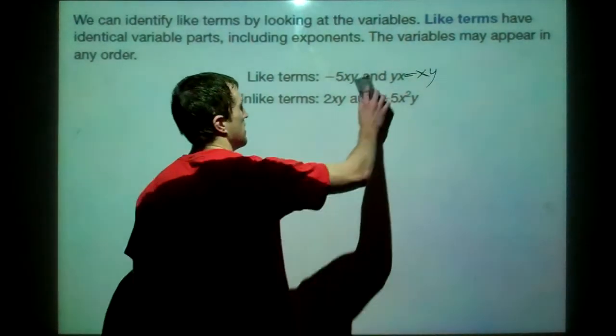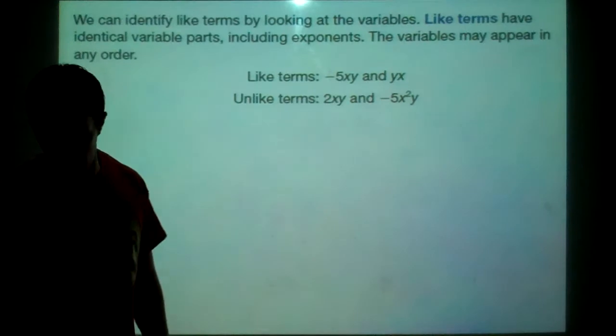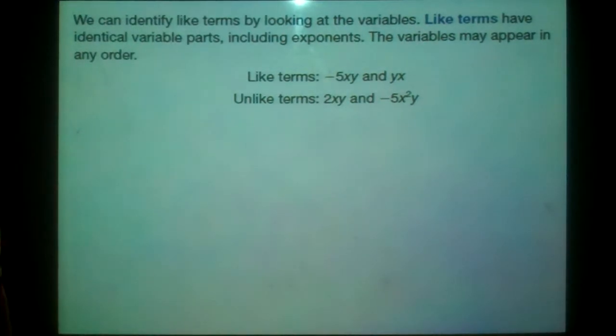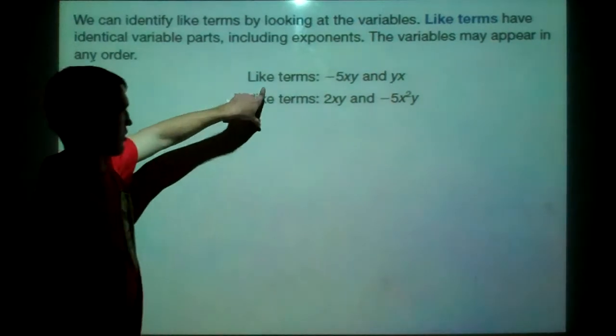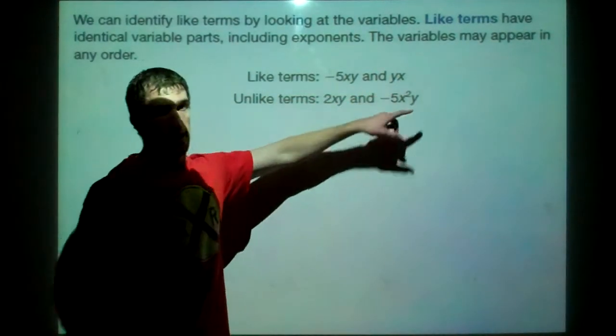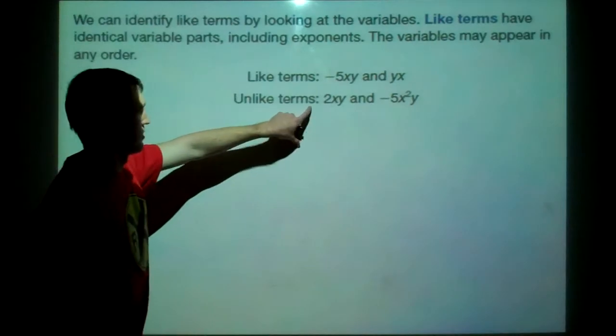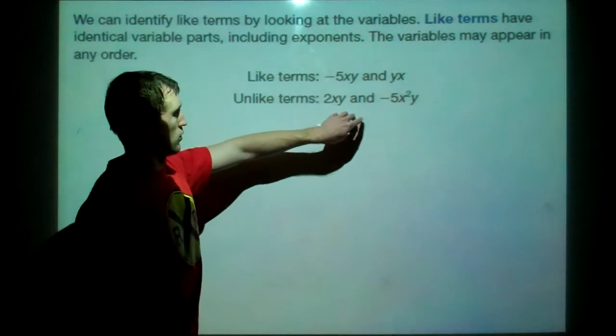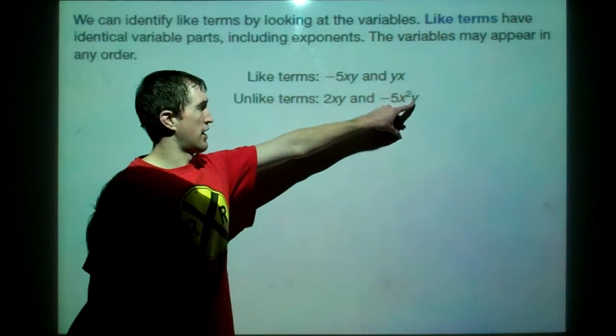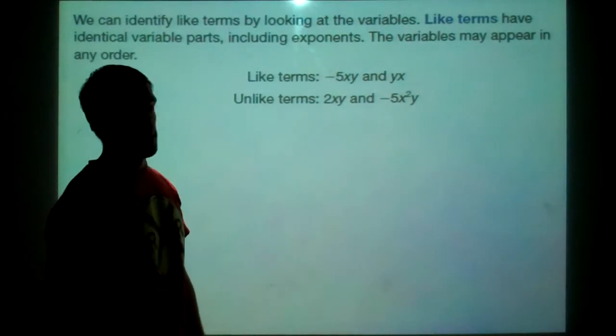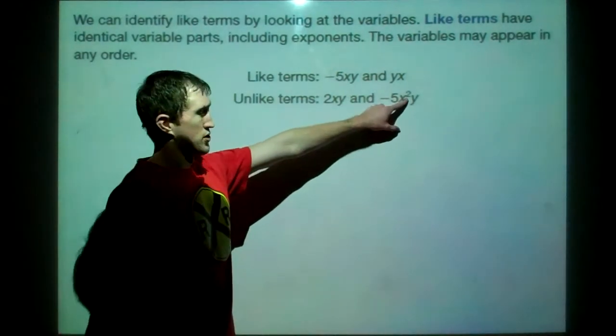Doesn't matter which order you multiply in. Okay? And once again, I know this may be confusing, but it is something we're going to spend a lot of time on. So don't worry. So these would be like terms, negative 5xy and yx. Unlike terms would be something like 2xy and negative x squared y. The only reason these are not like terms is because this one's squared.